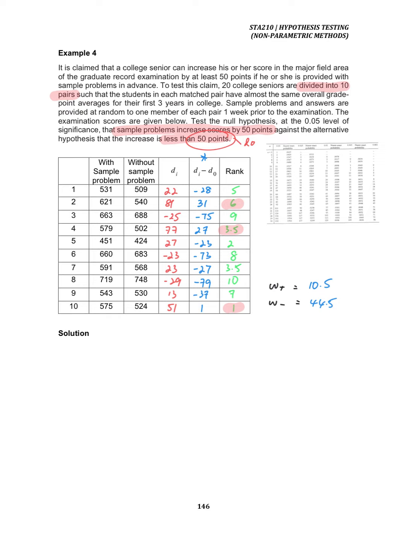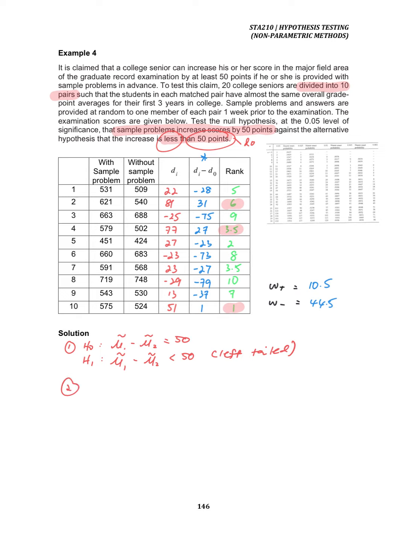Okay, now we can proceed to the hypothesis step. Our H0 and H1 here: we want to test whether the difference between median population 1 minus median population 2 equals 50, versus median population 1 minus median population 2 less than 50. So this one is the left tail test.